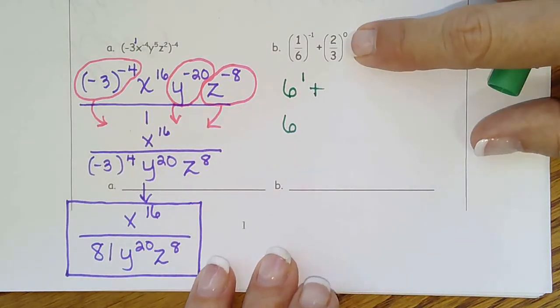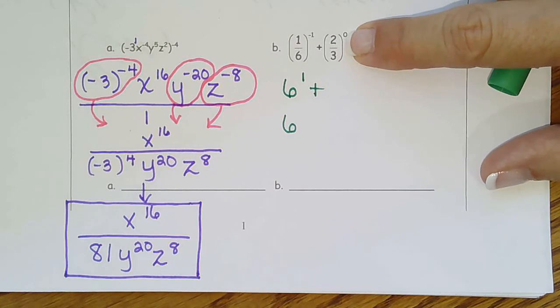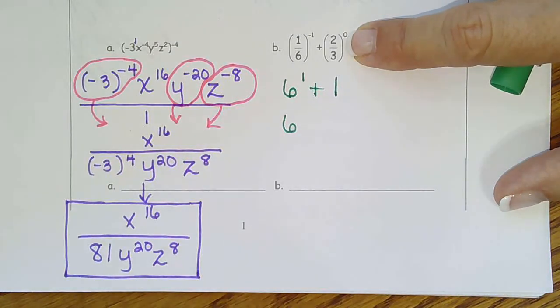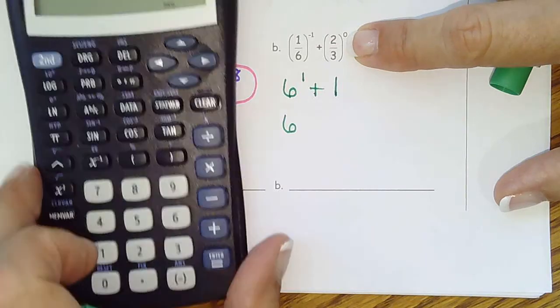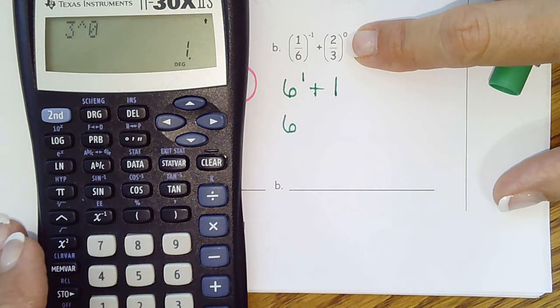Plus, this was also on page 1 of your 4.1 notes. The 0 exponent rule says anything to the 0th power is 1. Not 0, 1. And if you don't remember that, just do a random thing on your calculator. Do 3 to the 0th, and it will tell you it's 1. So don't guess. You have a calculator right by your side.